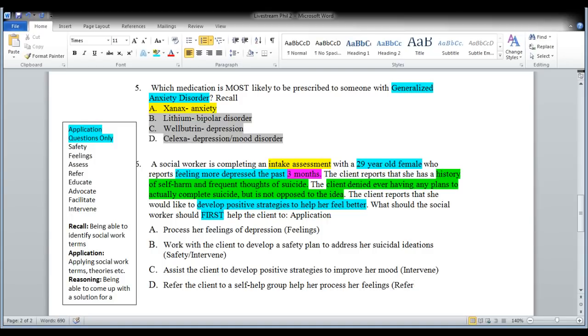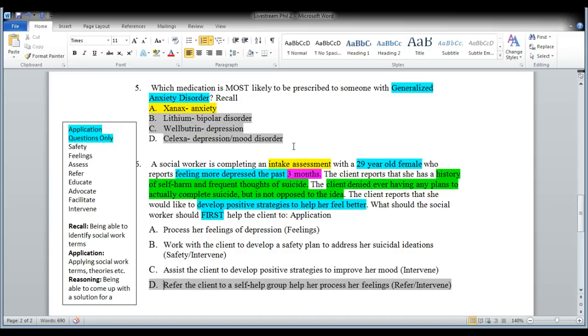So we're looking at our refer/intervene here. And then if we're following our good old acronym hierarchy, refer the client to a self-help group to help her process her feelings would be out, because it's important to have her connect with supports if she would like to, but that wouldn't be the first thing that we would like to do.